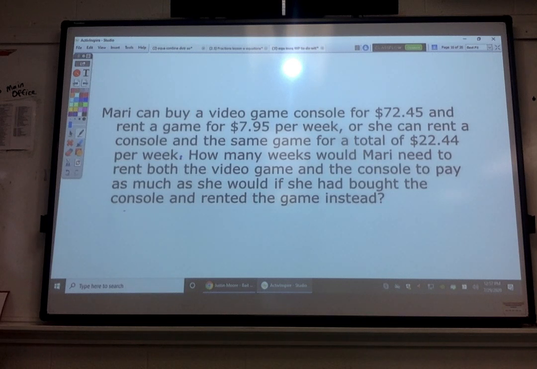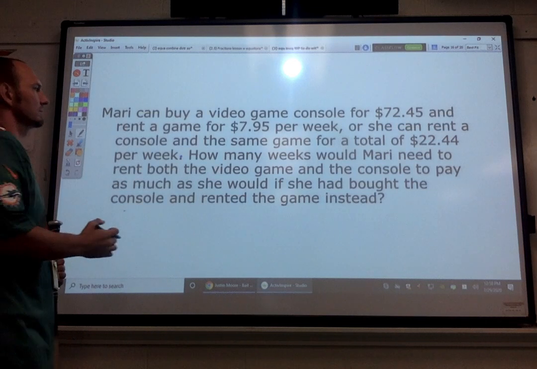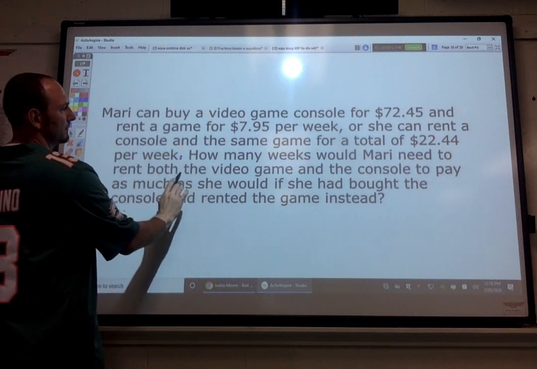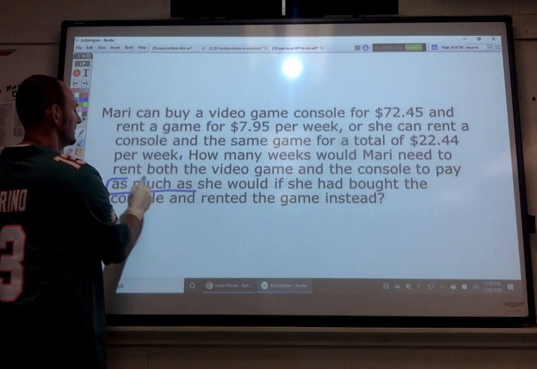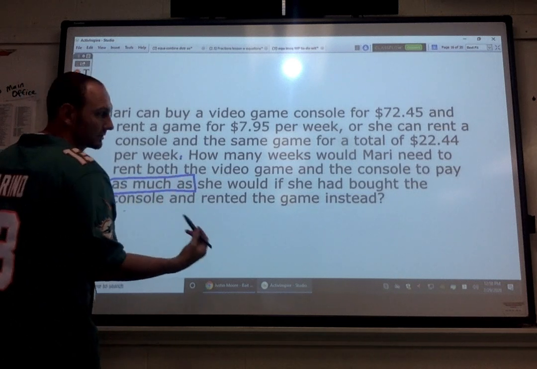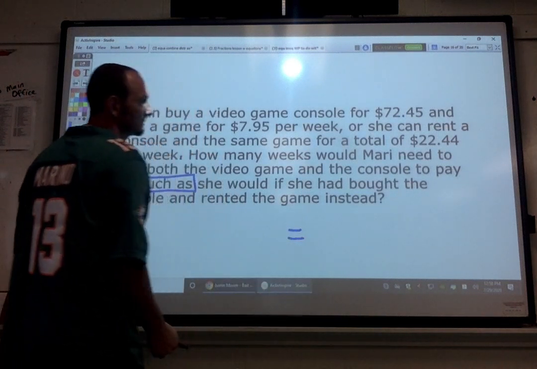So here we'll make it a comparison. You need to rent the video game and console, pay as much as you bought the console. So we're wanting to know both the video game and the console to pay as much as. So right there is our equal sign. So we want the cost to be the same. So this to be the same as it.